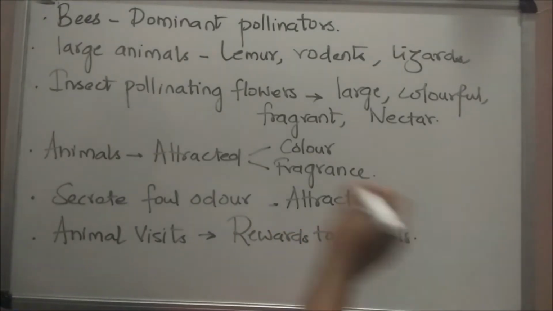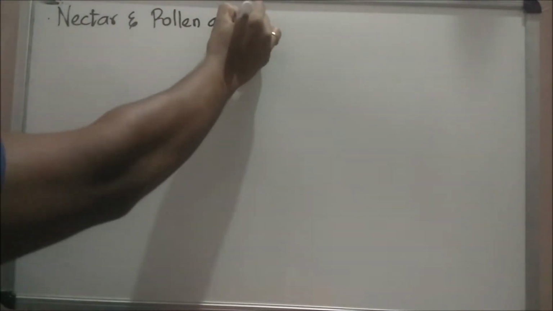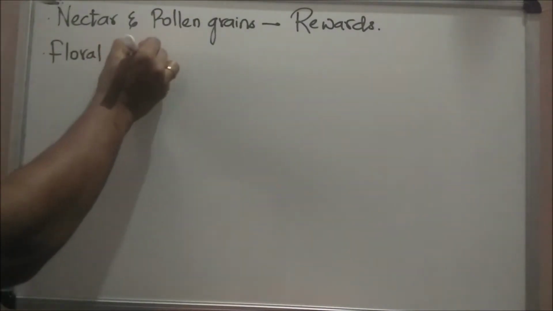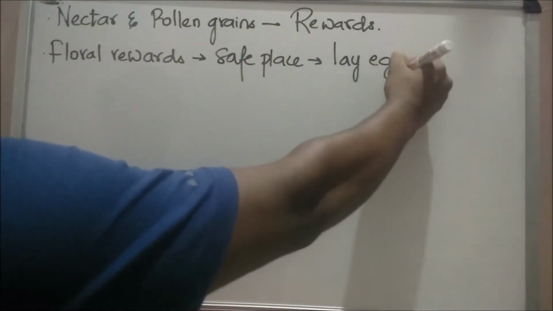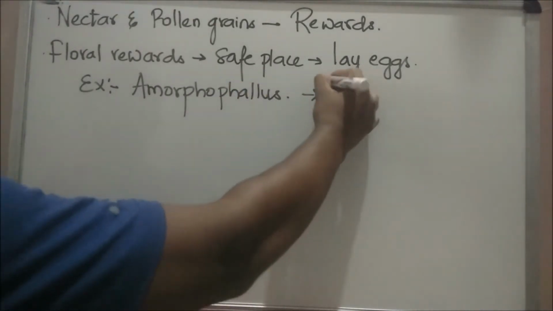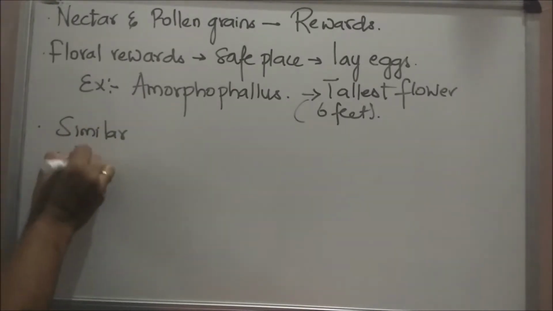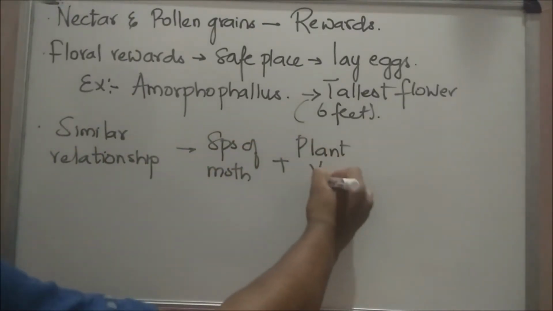To sustain animal visits, flowers have to provide rewards to animals. Nectar and pollen grains are the usual rewards. Visiting animals come in contact with the anthers and the stigma, which further helps in pollination. In some species, the floral reward is providing a safe space to lay eggs. For example, Amorphophallus, the tallest flower, which is 6 feet. Similar relationships are seen in the moth and the plant Yucca.